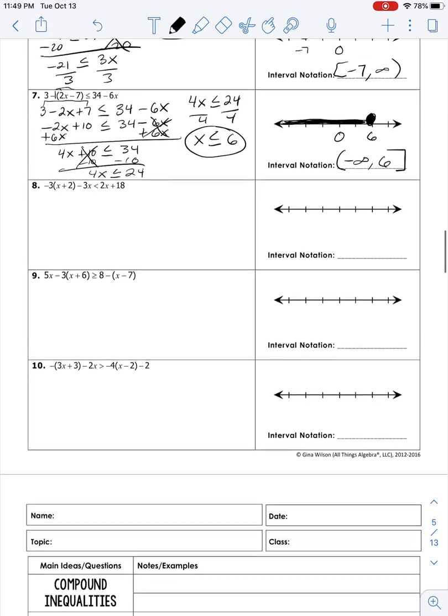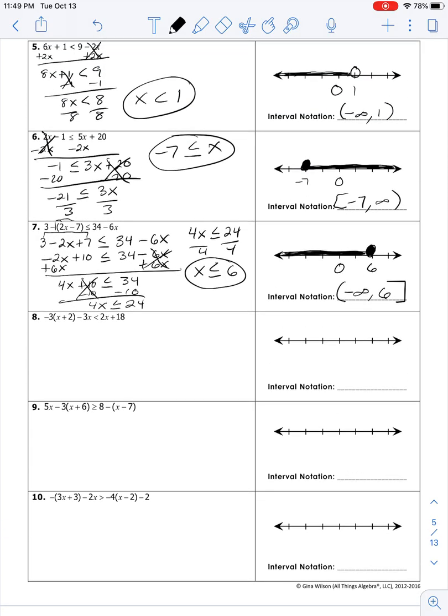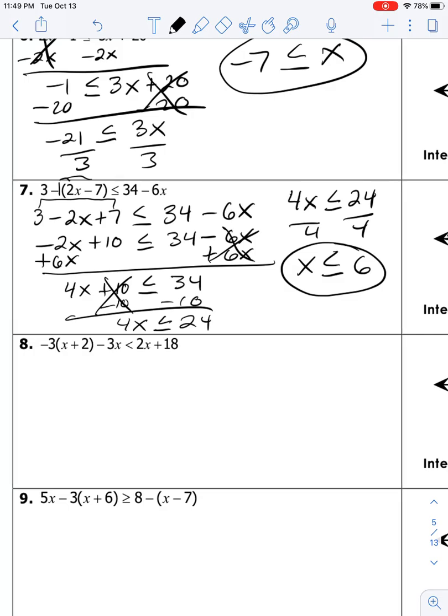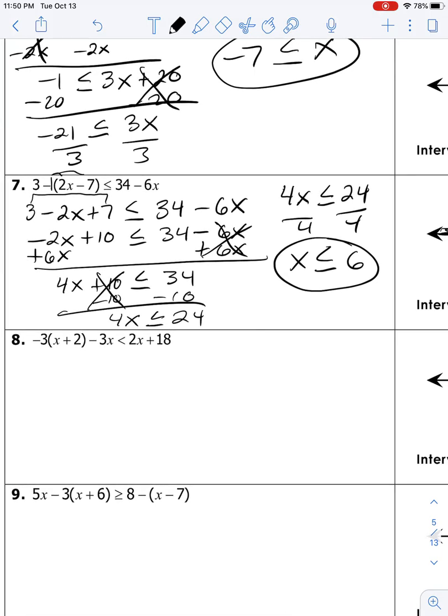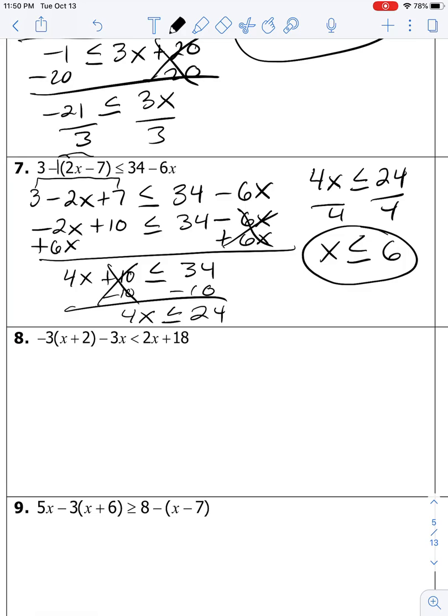All right, number 8. Okay, on number 8 right here, we've got a little bit more difficult one. So we need to obviously distribute first, because remember, that parenthesis is like a neon sign, just kind of shining at you. So we need to do that first. So -3 times x is -3x. -3 times 2 is -6. Drop down the -3x. All right, drop down the sign. Drop down the 2x. And the plus 18.